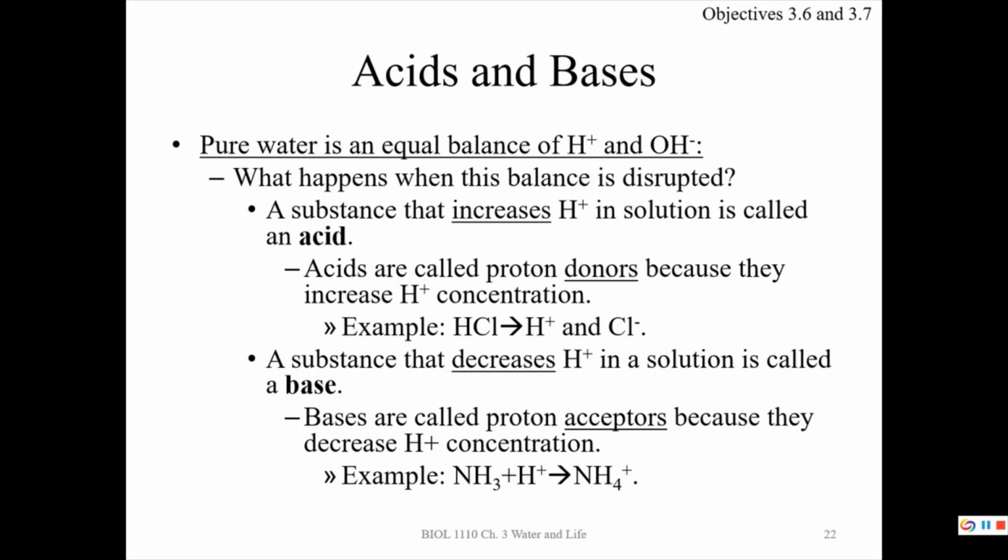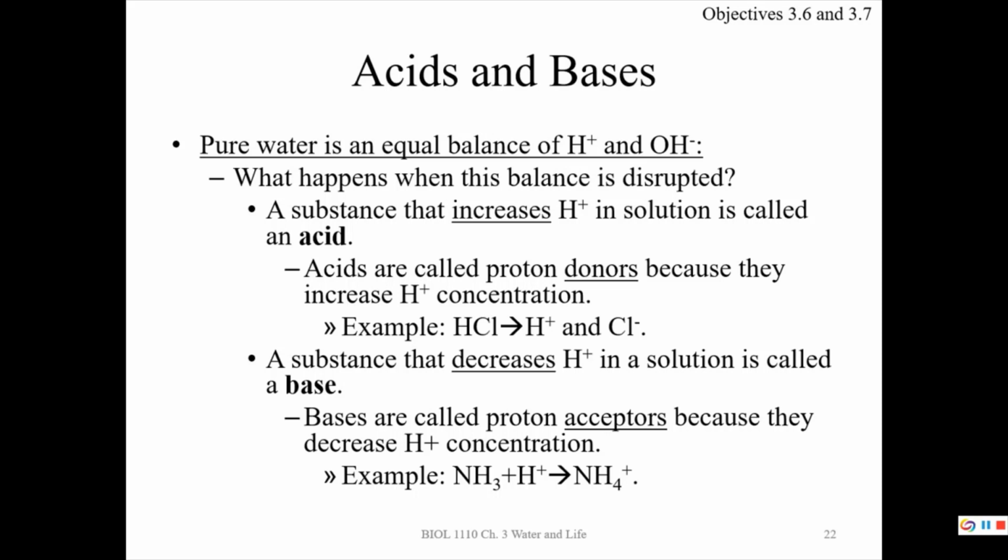For example, let's say I take HCl and it dissociates into H plus and Cl minus in water. This is going to be counted as an acid, okay? Now, let's say I put something in water and it lowers the H plus. That would be considered a base. A base is a substance I add to water that lowers the H plus. So we're going to call them proton acceptors because they lower H plus. Remember, we're going to call H plus a proton.